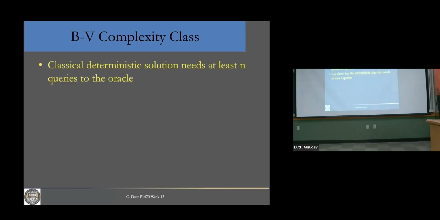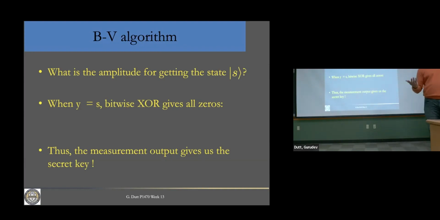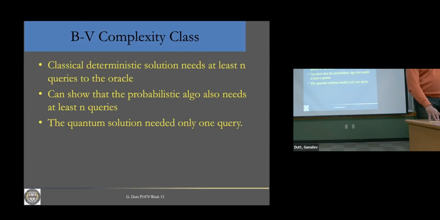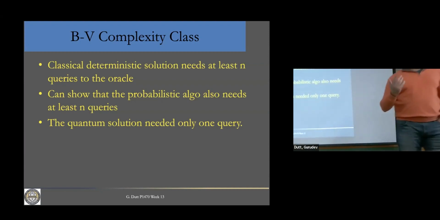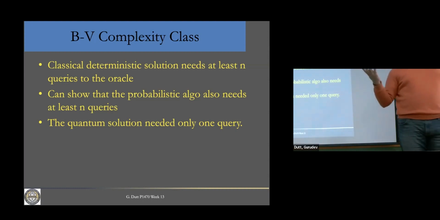So, the classical solution needs at least n queries because you have n bits in the secret key. Each time you need to query the oracle and get one of the bits out. Basically, you get n equations, and those n equations will give you the answer once you solve them. And we can show that the probabilistic algorithm also needs at least n queries. So there's no speed up between the probabilistic and the deterministic algorithm. But the quantum solution, as we saw, only needed one query. But still, this is a polynomial speed up.